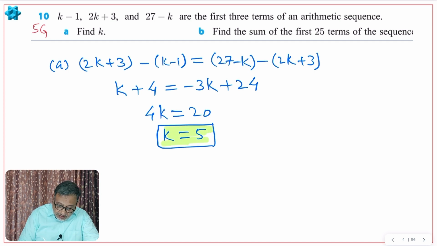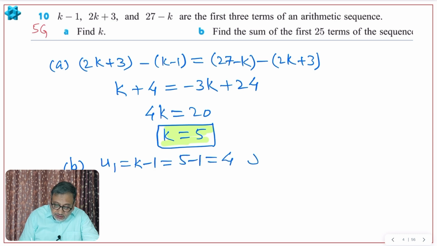The second part of the question says, find the sum of the first 25 terms in the sequence. We got k, so u1 will be k minus 1, therefore 5 minus 1, which is 4. And d will be k plus 4, because this side is d, this side is also d. So d is k plus 4, which means 5 plus 4, which is 9.